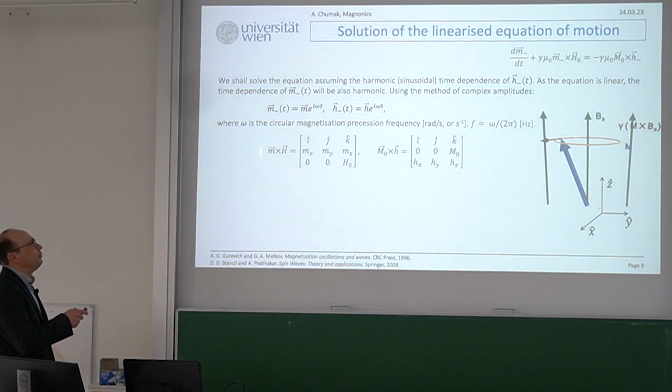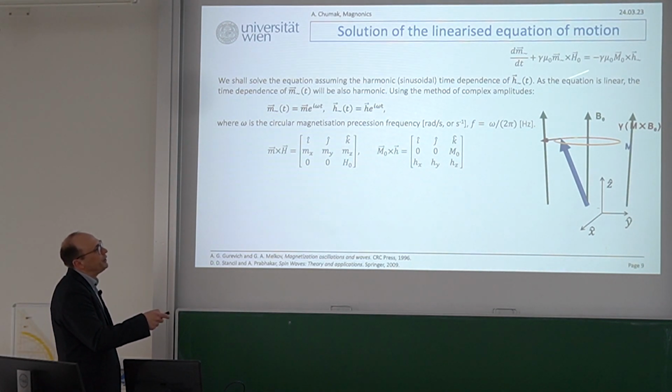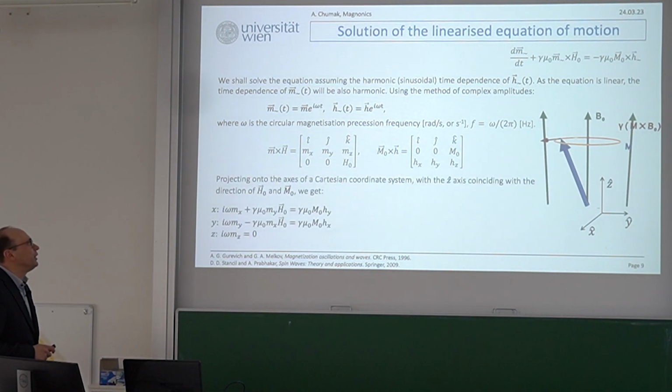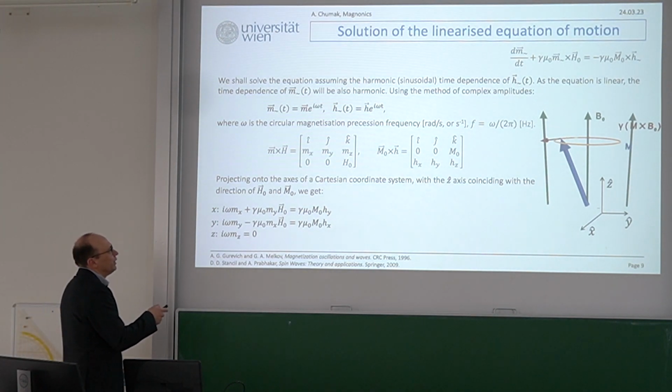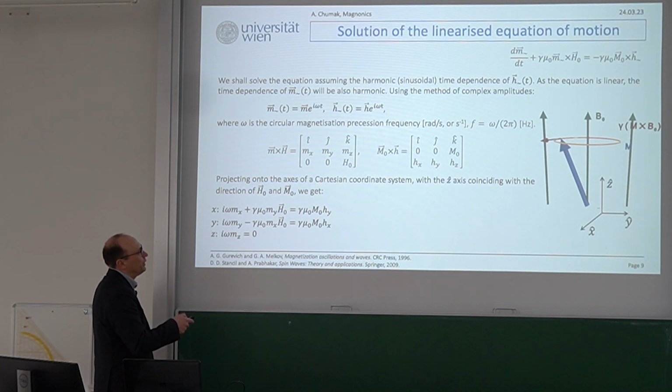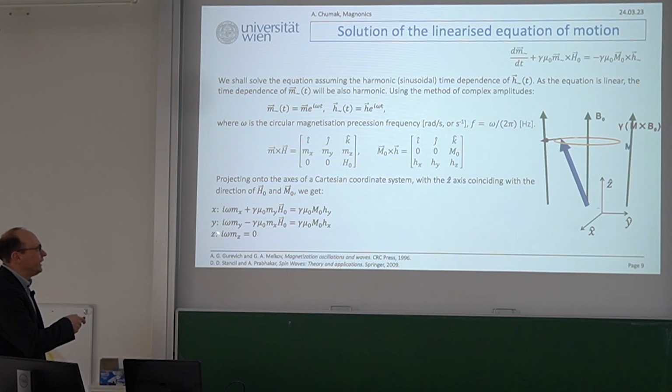Here are just formulas to make your life easier for how we search for the cross products, M cross H0 and M0 cross H, these two cross products. And here I just show you the result, because what we need to do next is to take this equation, use this ansatz, and project it onto x, y, and z of the Cartesian coordinate system. So we will get three equations. How is it obtained? It's very easy.